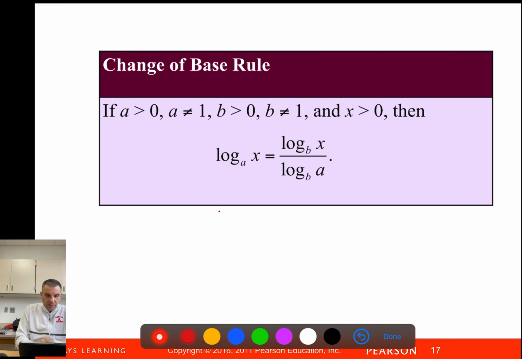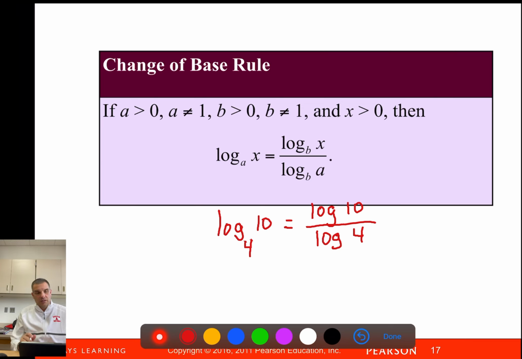So you guys look better with numbers. So if I have log base 4 of 10, this is equivalent to the log of 10 divided by the log of 4. So you go into your calculator now and hit log of 10, close the parentheses, divided by log of 4, close the parentheses, and you get 1.661. It's 1.661 and then 096, blah, blah, blah.